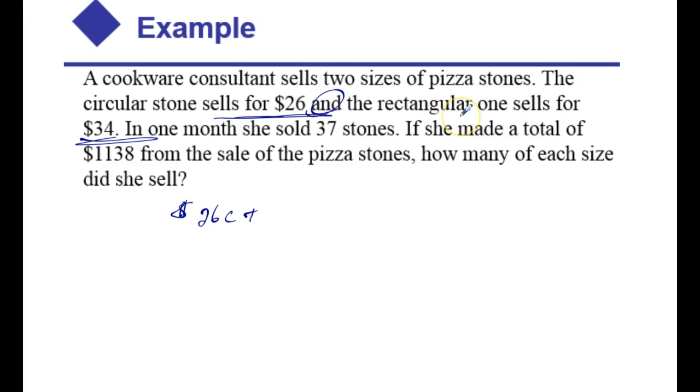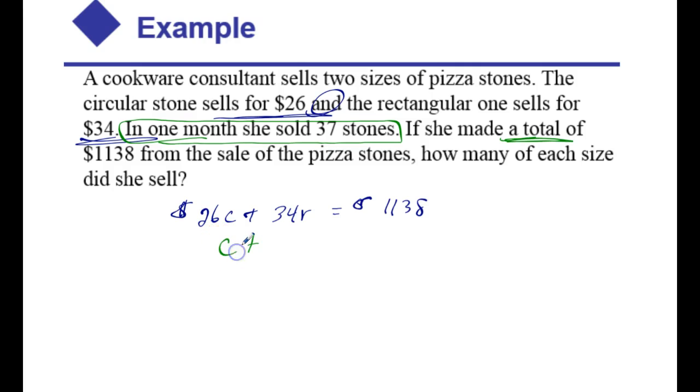The rectangular sells, so I'll use R for the rectangular. Sells for $34 for the rectangular, and then I'm going to put the total money, $11.38. So there's one equation. The other equation comes from: she made a total, and the total means you're going to add. In 1 month, she sold a total of 37. That's where it's coming from.